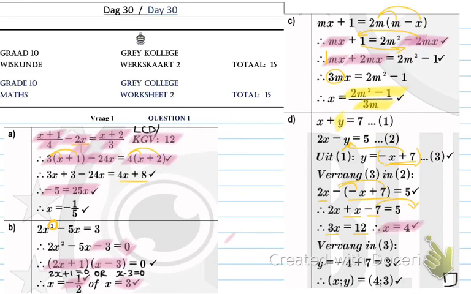Now I have the answer for x. I need the answer for y. I'm going to use equation number 3 because in that one, y is already alone, and I like that. So I'm going to say y is equal to negative x. What was x again? X was 4. So I'm going to put 4 in the place of x. Negative 4 plus 7 is 3. So the answer for y is 3. In coordinate form, I have the x value first and then the y value. So it is 4, 3.